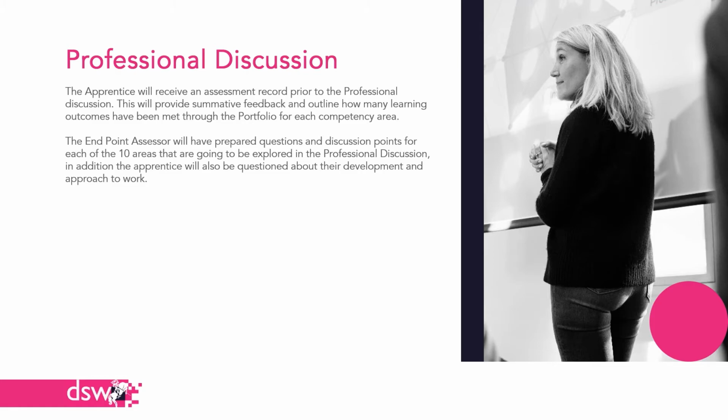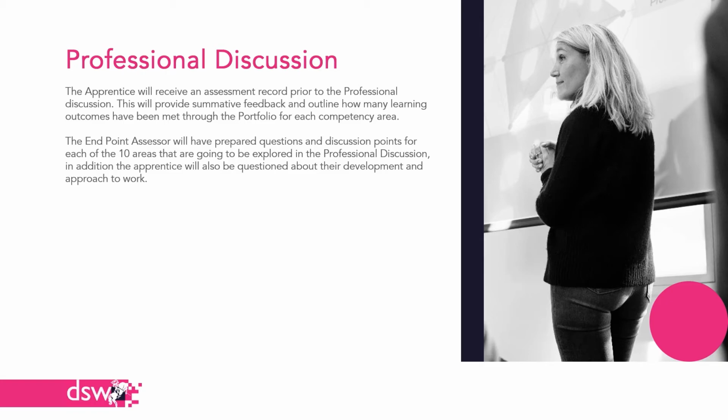The apprentice will receive a copy of the completed assessment record ahead of the professional discussion taking place to allow them to prepare for the discussion. The apprentice can bring notes and their portfolio to the professional discussion. The endpoint assessor will have questions and discussion points for each of the 10 areas which will be discussed in the professional discussion. This includes a section on the apprentice's development and approach to work.